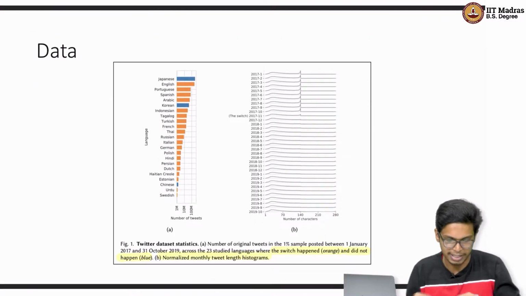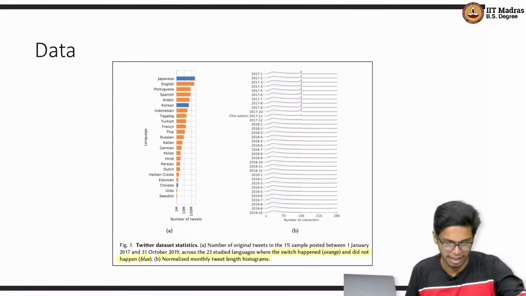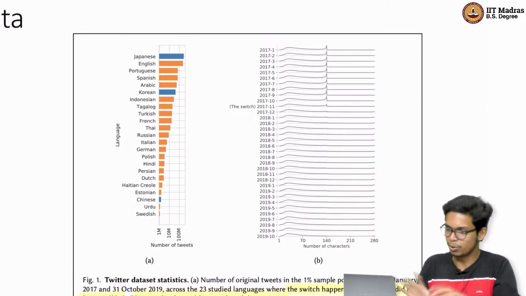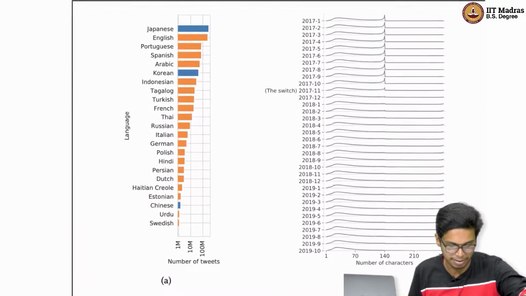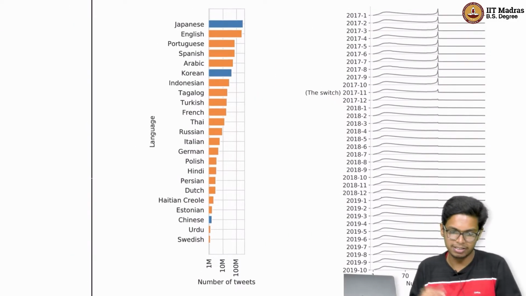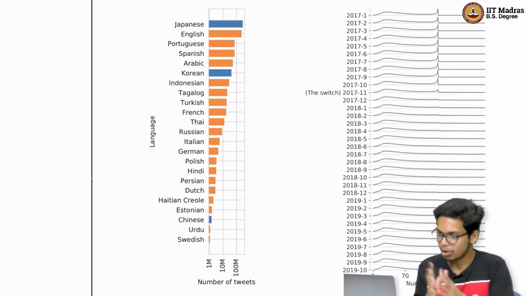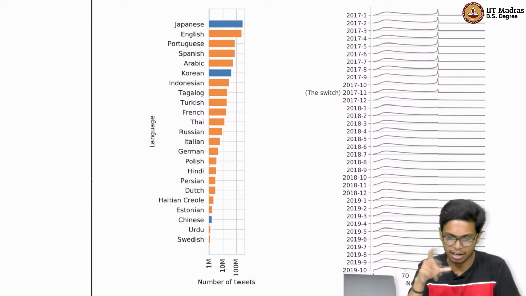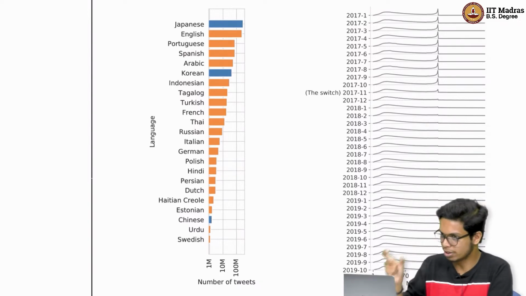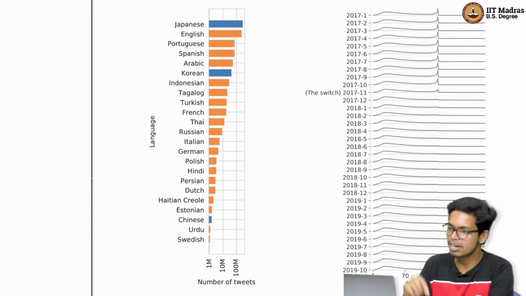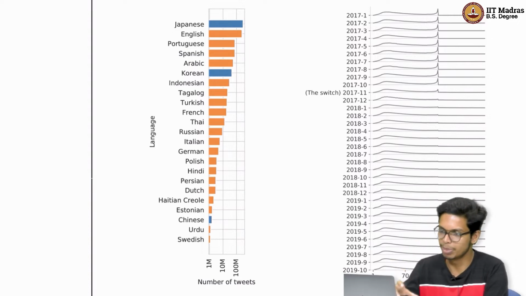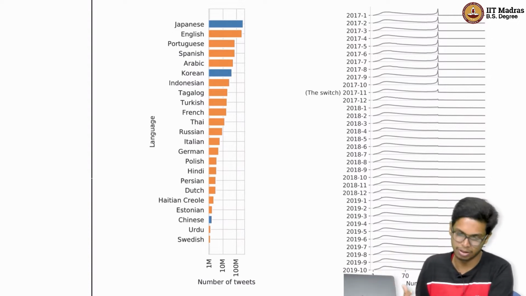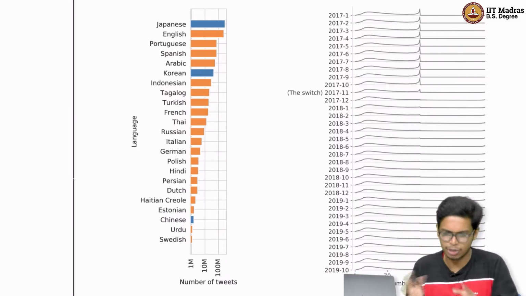So let's look into how the data looks like, right? So as you can see, this is the Twitter data statistics. The A part of the figure is the languages, a number of original tweets in each language, and the color coding is blue languages are where the change was not implemented, and all the other languages orange colored where the change was implemented: English, Portuguese, Spanish and so on. So this is just the frequency based analysis.